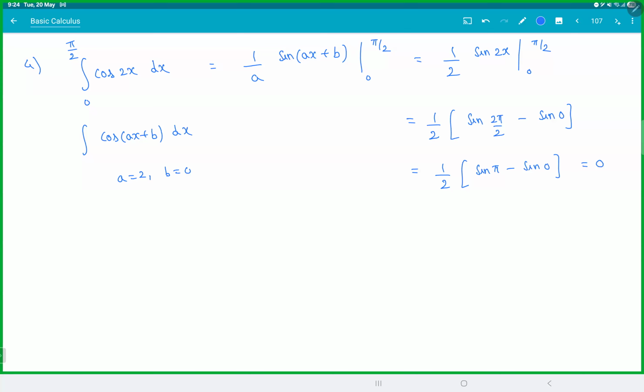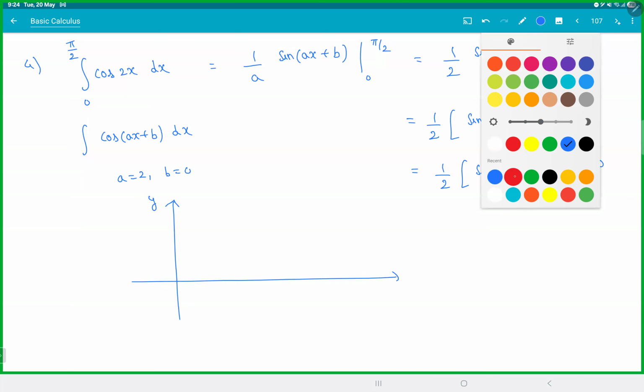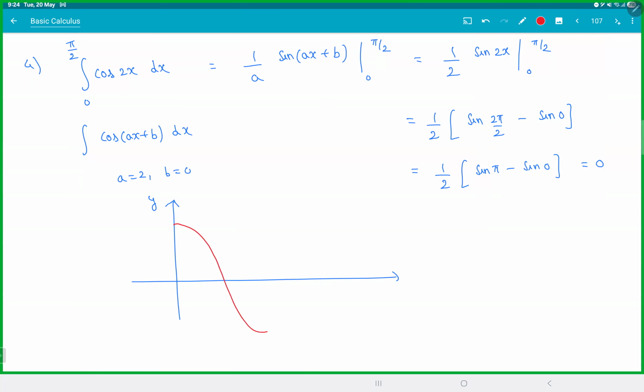Now this is interesting. Area became 0. You know why? If you actually try to plot this graph, a cos 2x graph looks like this. And you're saying limits from 0 to 90. So when you put x is equal to 0, it comes here. x is equal to 90 gives you like this. So this area above the x-axis is a positive area.